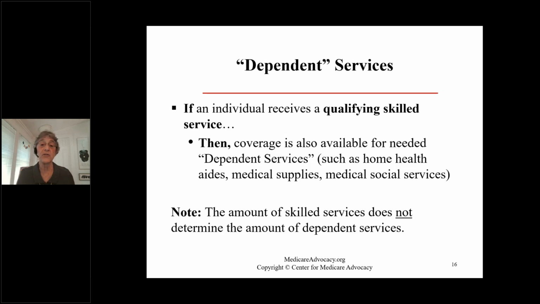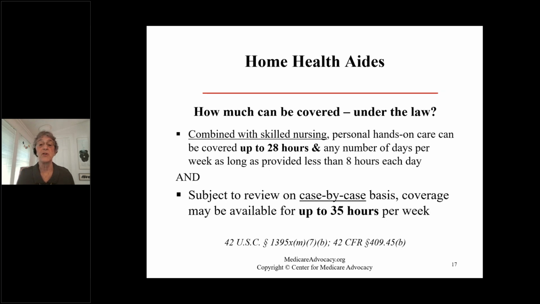If these skilled services are covered, then as I said, dependent services will also be coverable by Medicare. And those are sometimes such an important factor in allowing the person to stay at home with a decent quality of life. So let's look at those. The most important of these is home health aides. How much can be covered under the law?